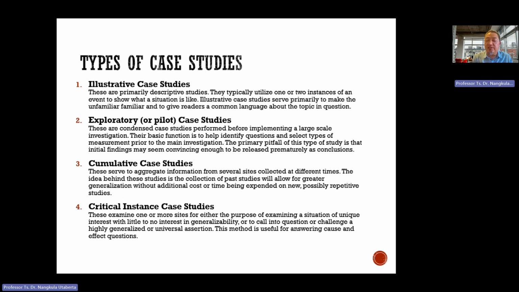One, what they call illustrative case studies. This is basically descriptive studies. You describe each of the cases, and then you analyze it.